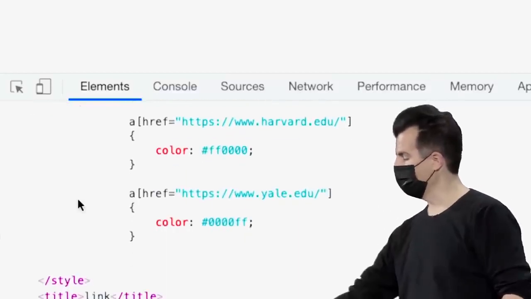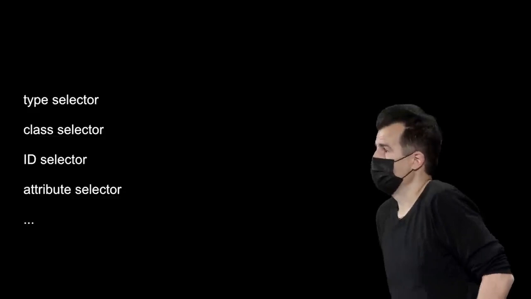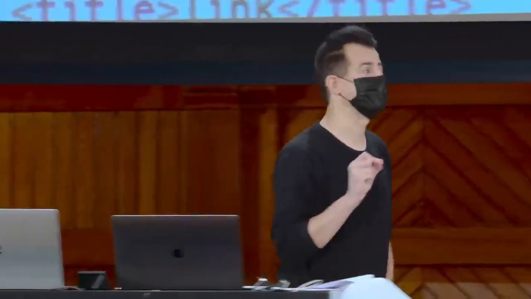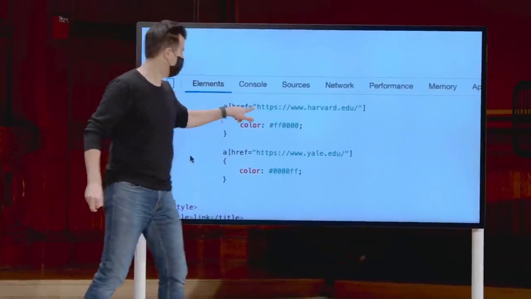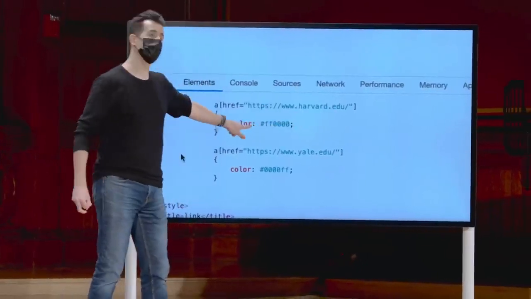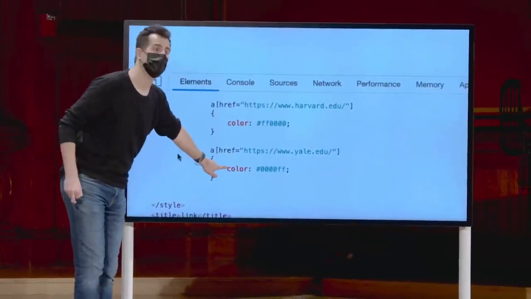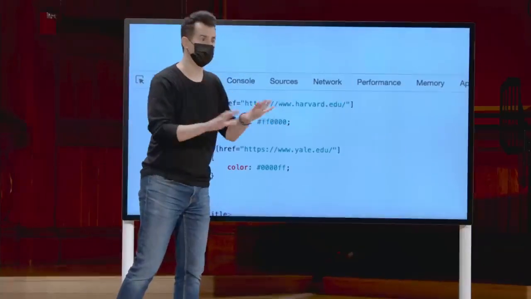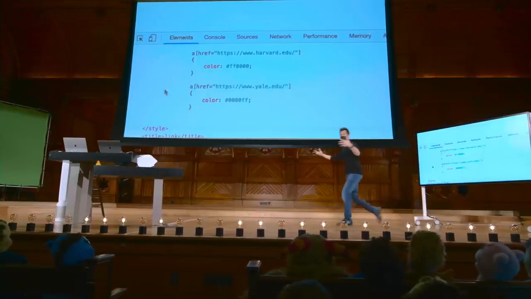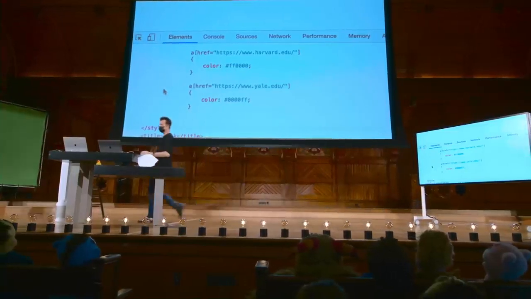This is what we would call on our list here an attribute selector, where you select tags using CSS notation based on an attribute. So this is saying, go ahead and find any anchor tag whose href value happens to equal this URL and make it red. Do the same for Yale and make it blue. Now, this might not be ideal because if there's something after the slash, these equal signs don't work, because if it's a different Harvard or different Yale link, this is a little too precise.